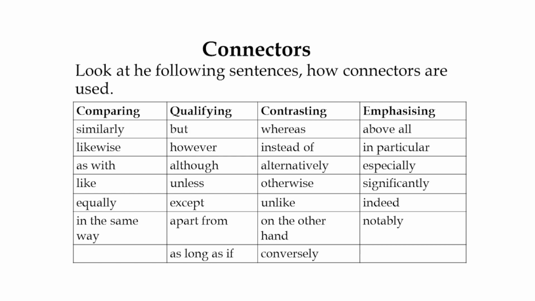The last one is emphasizing. We give more importance with above all, in particular, especially, significantly, indeed, notably. These are the emphasizing connectors. When we want to emphasize an idea, or a particular thing, we make use of all these emphasizing connectors: above all, in particular, especially, significantly, indeed, notably.